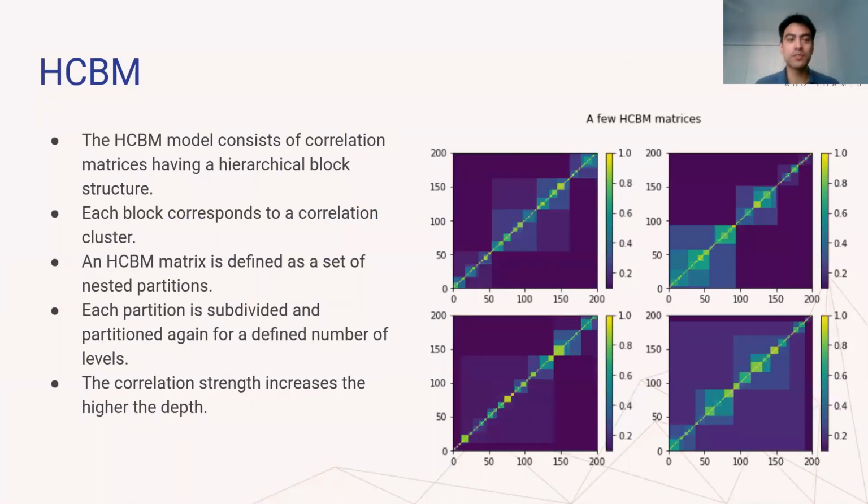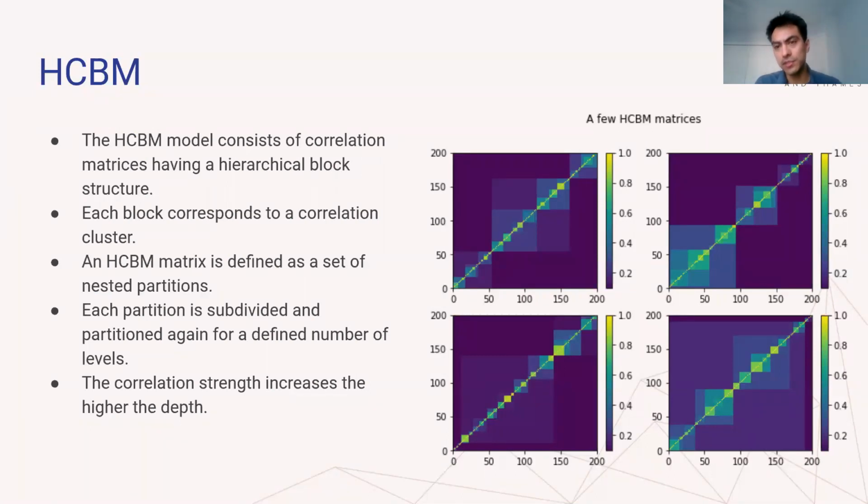This model consists of correlation matrices that have a hierarchical block structure, where each block corresponds to a correlation cluster, and they are defined as a set of nested partitions, where each partition is subdivided and partitioned again for the defined number of levels, where the correlation strength increases the higher the depth or the level.